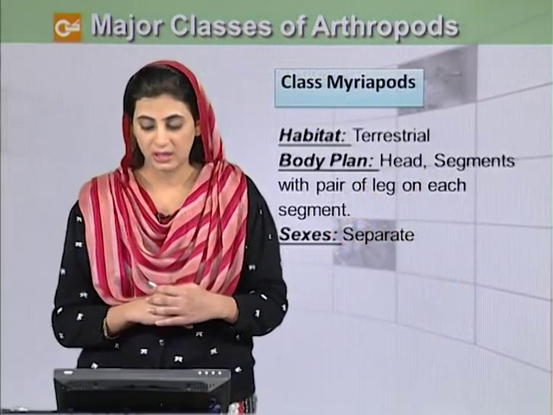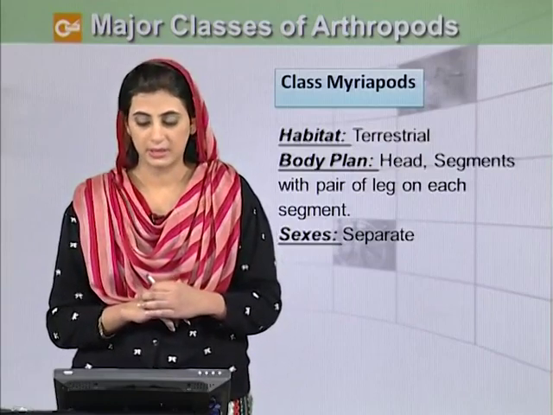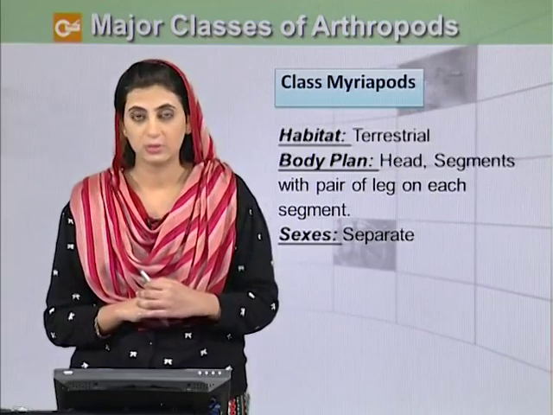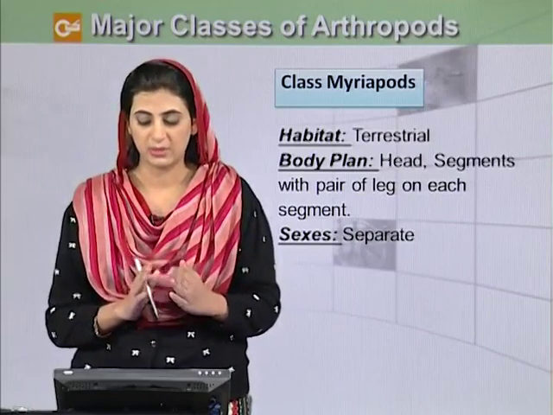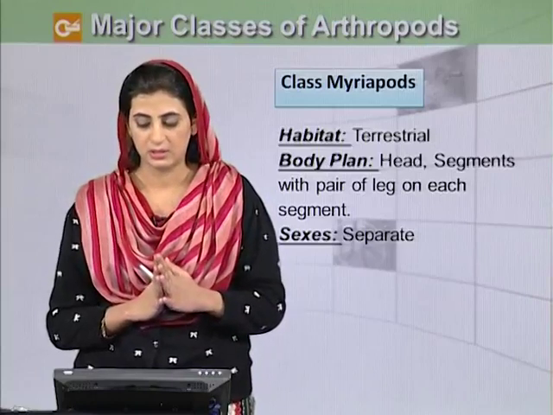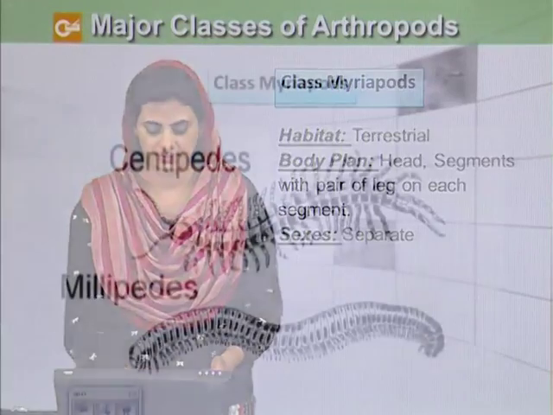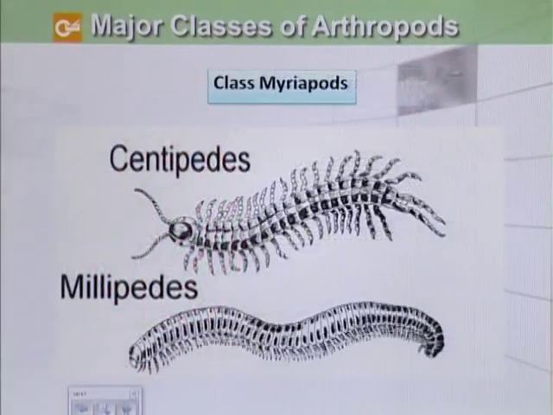And then we have the class of centipedes and millipedes, which is called Myriapoda, and they are terrestrial, and their body plan consists of a head and segments with a pair of legs on each segment, and as for their sexes, they are separate. So examples are centipedes and millipedes.